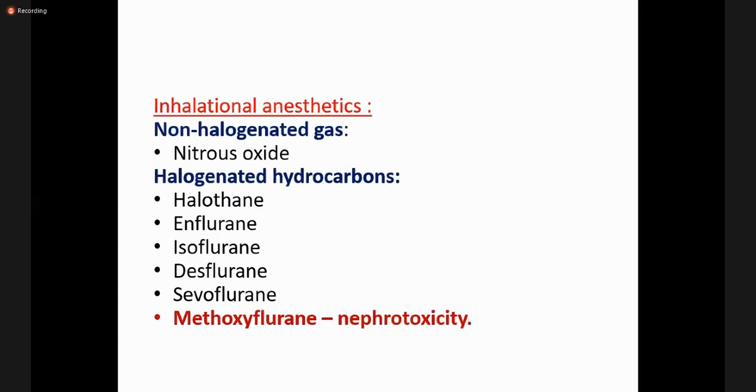Now, inhalational anesthetics we classify into two major groups. Non-halogenated gases: one important non-halogenated gas used in anesthesia is nitrous oxide, and you must remember that. And halogenated hydrocarbons, another group of inhalation anesthetics, include halothane, enflurane, isoflurane, desflurane, sevoflurane, and methoxyflurane, which is not being used, its use having been withdrawn because of nephrotoxicity. One important point: we have to monitor the kidney status.